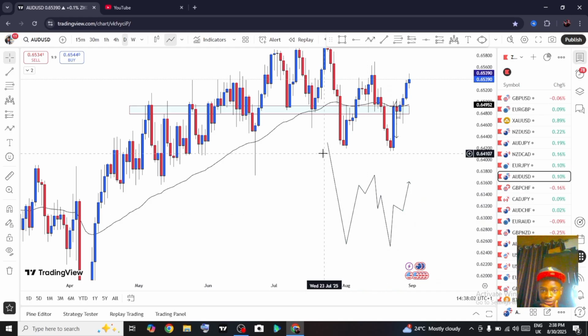As you can see right here, this is the market structure. This is the same market structure right here. So price closed below this low, making this the new lower low, and this the new lower high. And price now broke above this new lower high, making this market bullish, right?